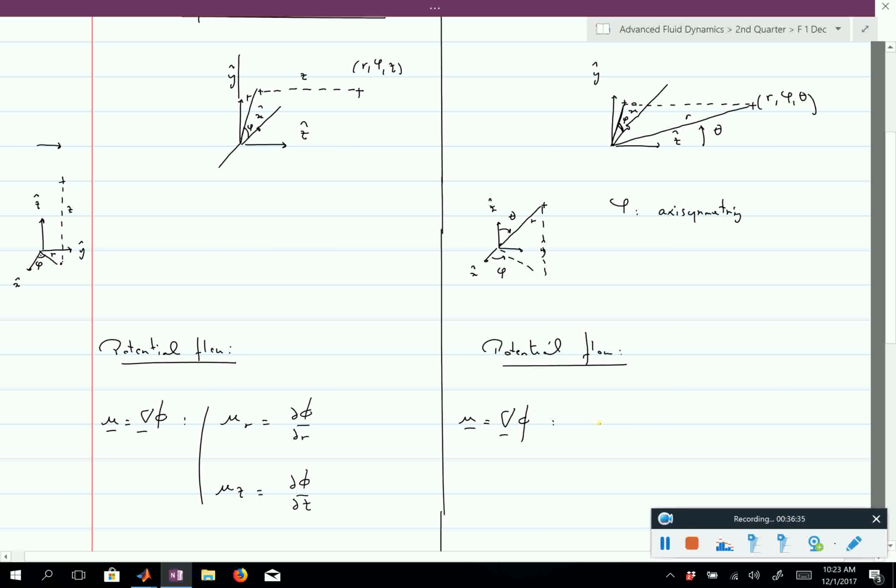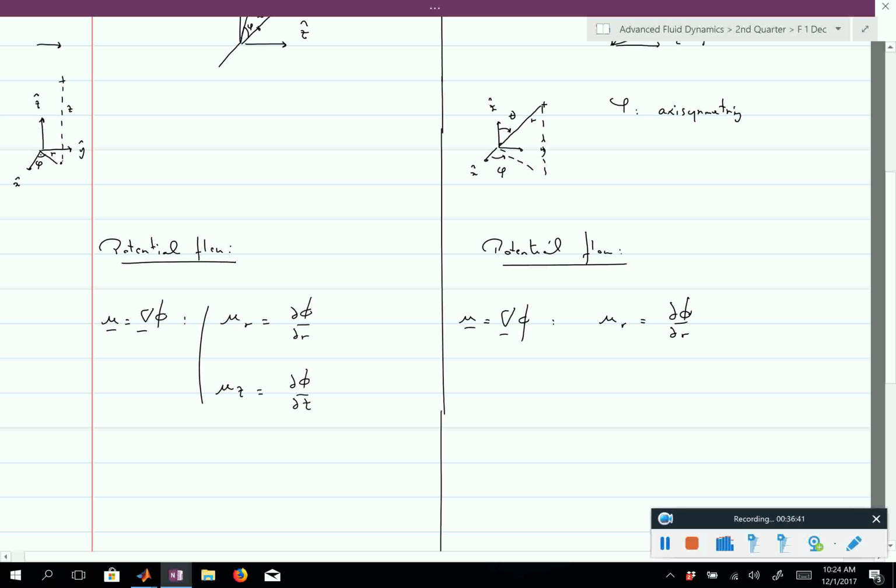And ur is equal to, again, d phi dr, and u theta is equal to 1 over r d phi d theta. This is your potential. And let me give you the expression for the stream functions. Those we've seen before, but that was at the very beginning of the class. I'm just going to nicely summarize everything here, so you have everything in the same place.